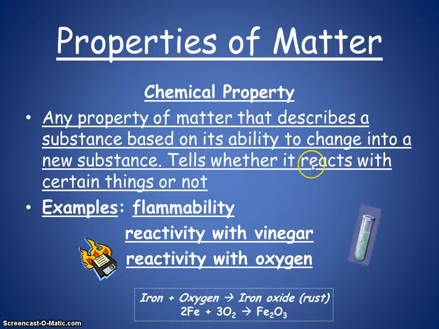Those all involve reactions, chemical reactions, such as a flame. Is it flammable? Right? Is it flammable? Does it react with oxygen, right, to produce a flame? Or does it react with vinegar? Does it react with oxygen, such as iron? Right? Iron reacts with oxygen in this chemical equation here, this chemical formula. Iron reacts with oxygen to form iron oxide, which we know as rust. So when we're talking about chemical properties, we're specifically speaking as to the likelihood or the ability of something to chemically react, to chemically change into a new substance.